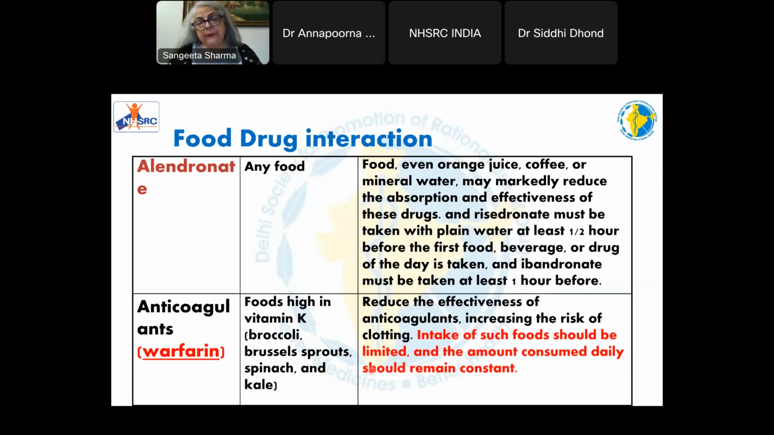If the patient cannot eliminate these foods, the intake should remain constant, then the action can be stabilized. But if sometimes a lot of these leafy vegetables are taken and sometimes not, the response may alter.